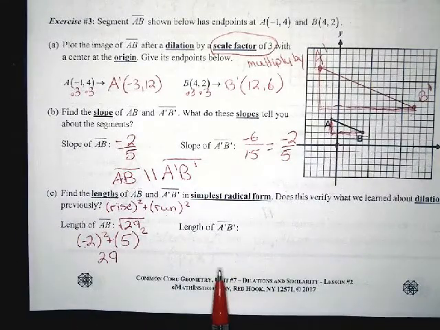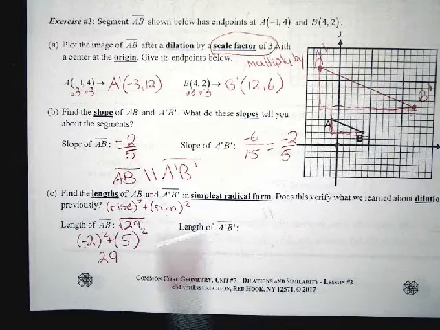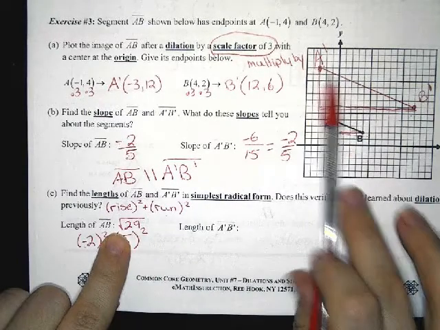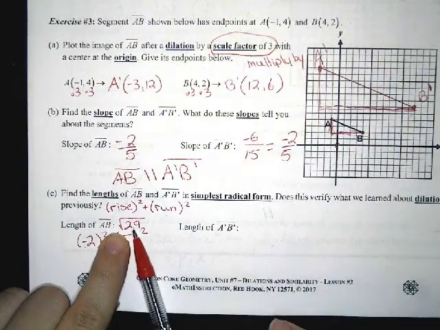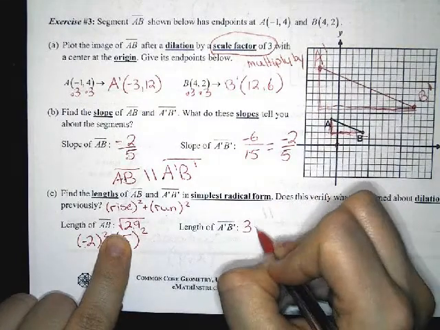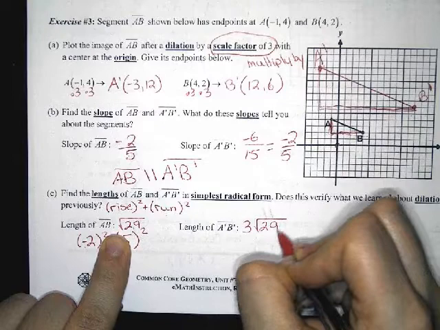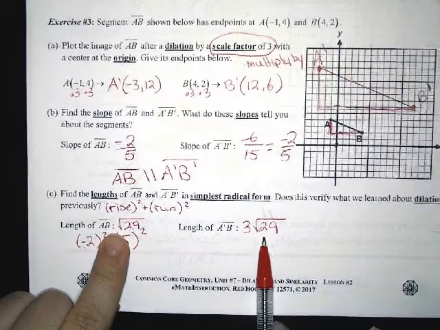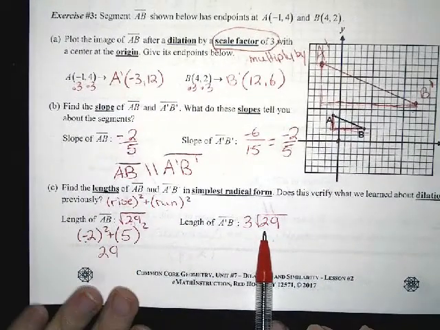Okay. Now if I did it correctly, the length of A prime B prime will be 3 times this amount. Well, what does that amount to? It means 3 times radical 29. That's what it should come out to be. Now I'm going to prove it. It does want us to prove it.